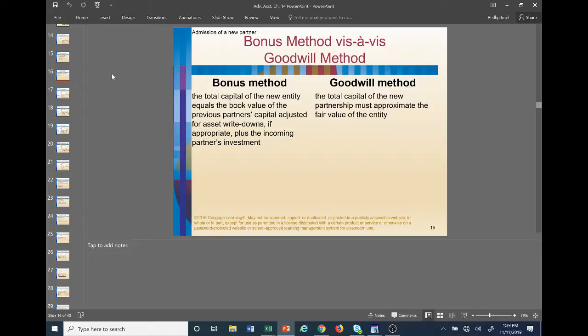Now, when the bonus method is used to account for the admission of a new partner, the total capital of the new entity equals the book value of the previous partners' capital, adjusted for asset write-downs, if appropriate, plus the incoming partner's investment. When the goodwill method is employed, the total capital of the new partnership must approximate the fair value of the entity. Now, to illustrate the goodwill method, assume the following.